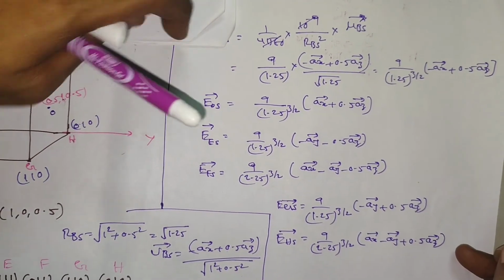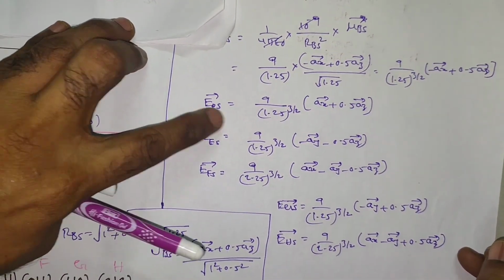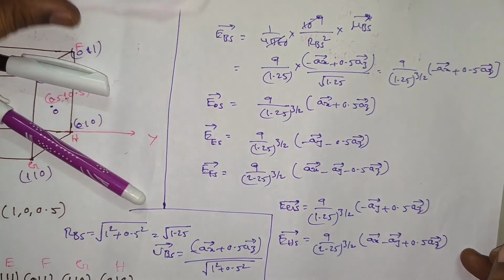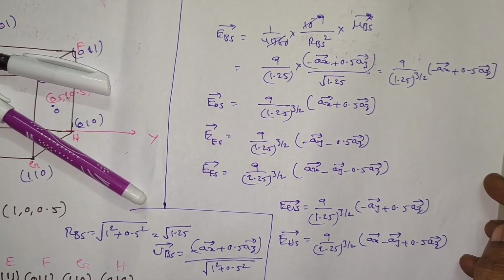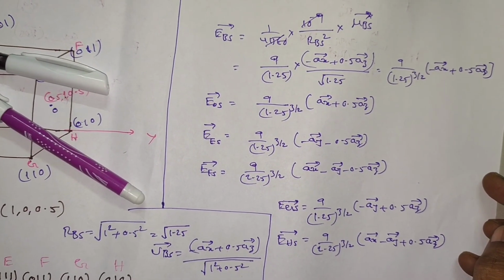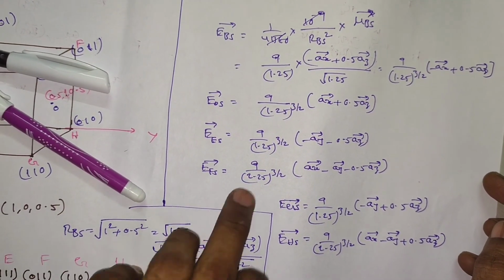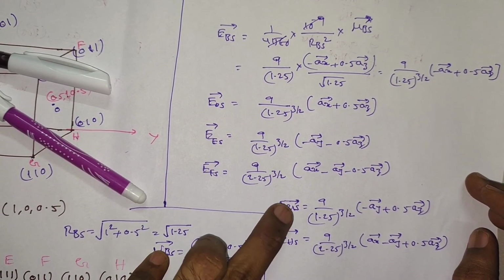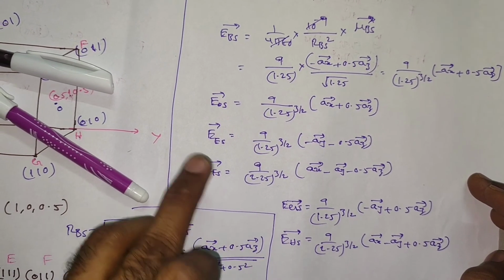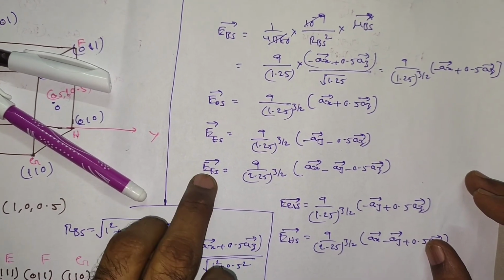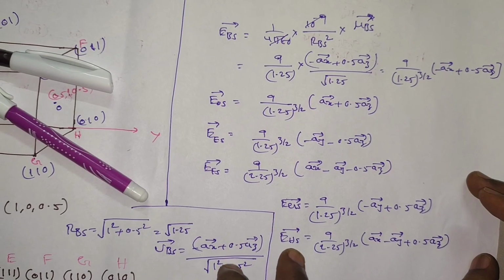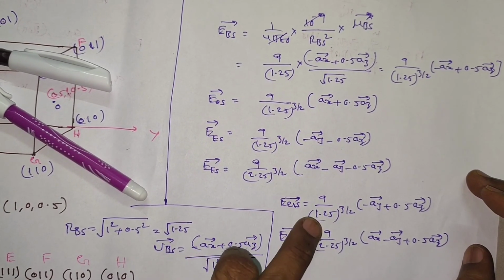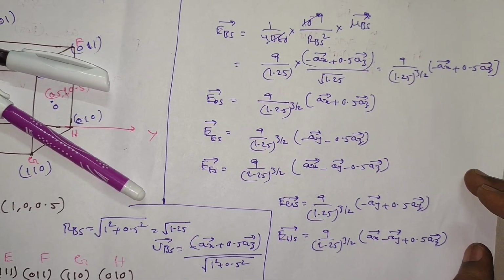So we are going to have EDS bar equal to 9 by 1.25 power 3 by 2 multiplied by AX bar plus 0.5 AZ bar, and EES bar similarly in the same fashion, EFS bar, EGS bar and EHS bar. And these two charges which are placed at F and H are going to have a distance of square root of 2.25 units, whereas the others have square root of 1.25 units.